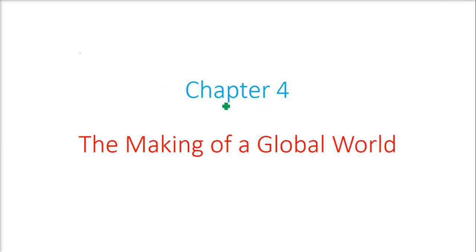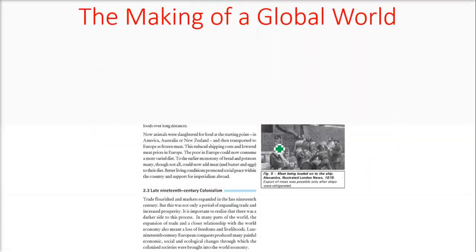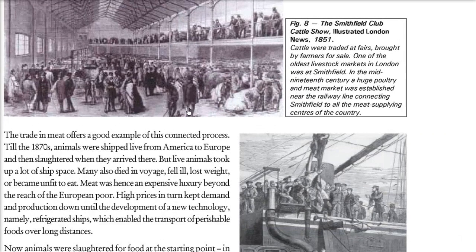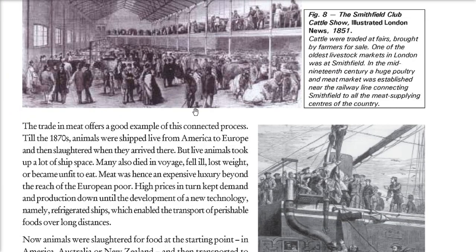This is chapter number 4, the making of a global world. We were discussing the late 19th century colonialism, but before that we discussed the technology in trade, in making the society global, or the trade global, or the economic society.